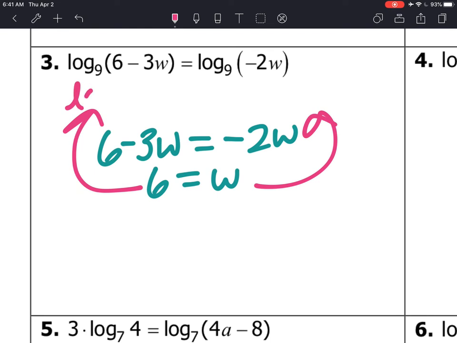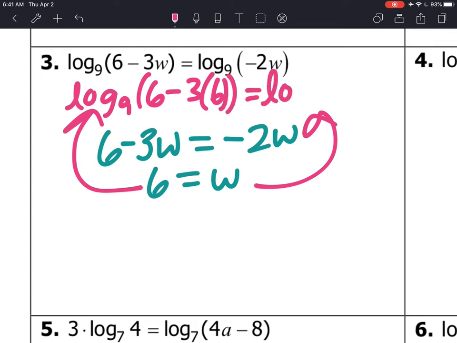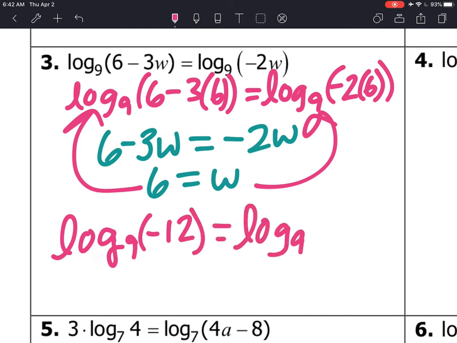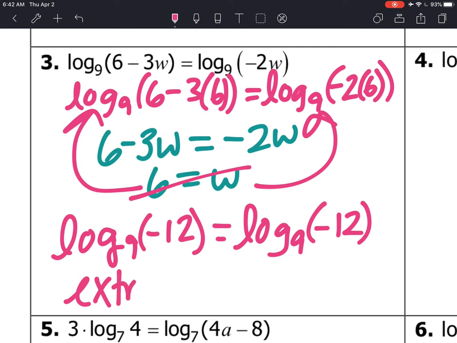Let's see what we get. Okay, so if we plug it back in, we'll get log base 9 of 6 minus 3 times 6, and log base 9 of negative 2 times 6. And then our final answer will be log base 9 of 6 minus 18, which is negative 12. And then on this side, you'll also get negative 12. So you might think this is the correct answer, but actually it's not. It's actually extraneous.